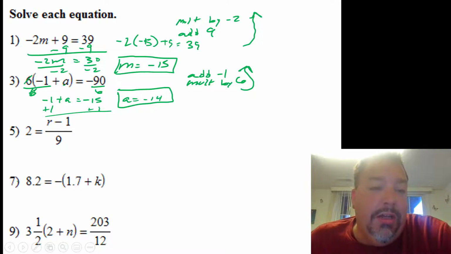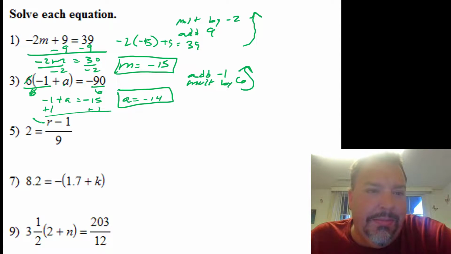And this method also works pretty well when you've got new types of equations that you're not sure what to do. So, imagine you have an equation like this. 2 equals r minus 1 over 9. Here you've got a fraction with a variable in it. But again, just focus on what is being done to this r. So if we look here on the right, it tells us r minus 1 divided by 9. So the first thing that's being done is subtract 1. And then we are going to divide by 9.